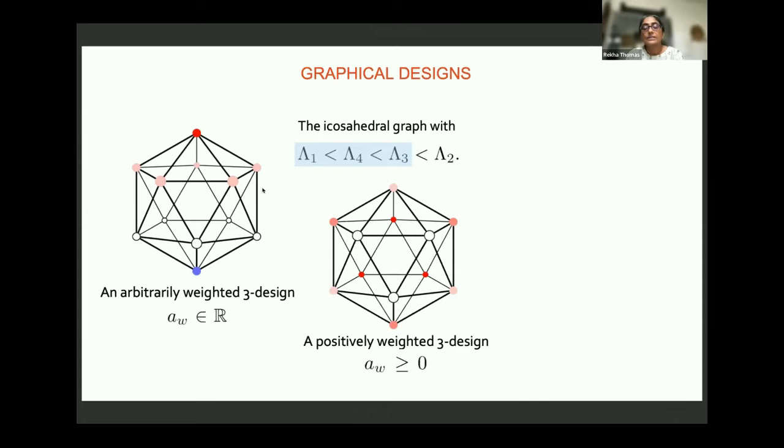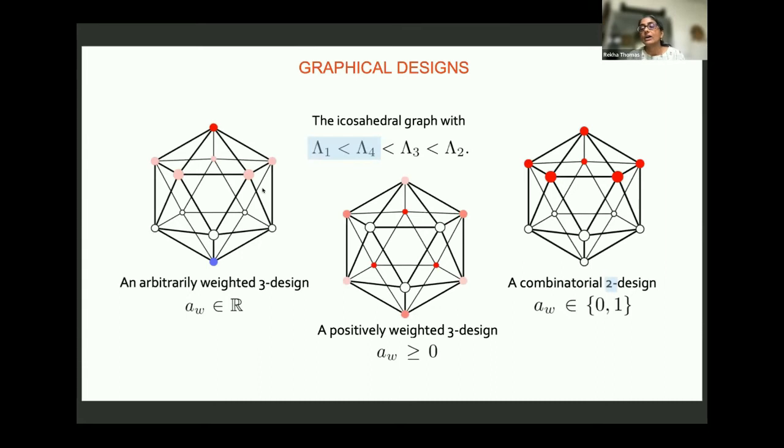Here's one that is also a 3 design, meaning that it can average the first 3 eigenspaces, but now it's positively weighted. So it has more vertices in it. It has 9 vertices, as you expect, because we are requiring more of the weights. And then here on the extreme right is a combinatorial design, but it is not a 3 design. It's only a 2 design. There is no 3 design that is combinatorial. So this is what I meant by saying that if you insist on combinatorial designs, you may be fairly restrictive and not be able to average as many eigenspaces as you can with positive weights or with arbitrary weights.